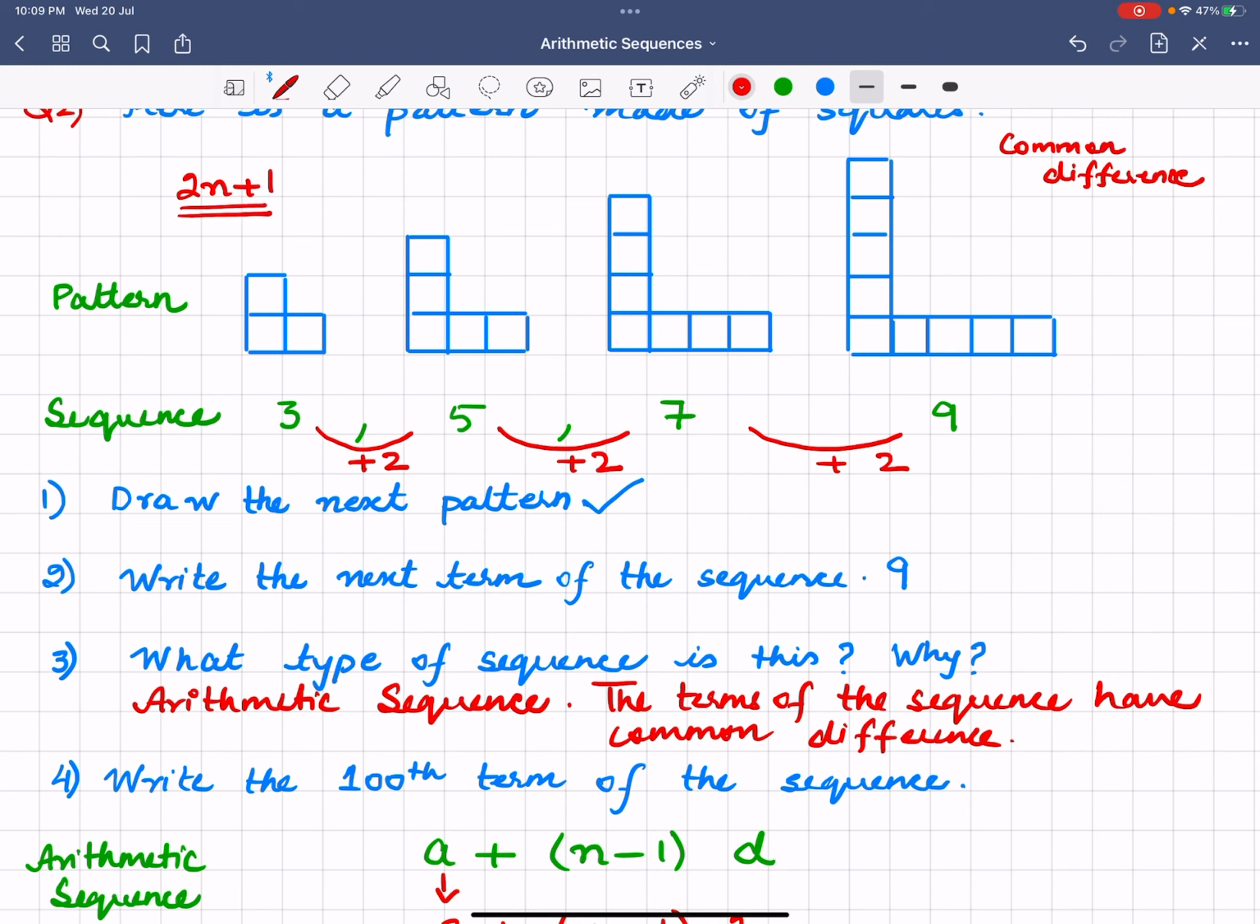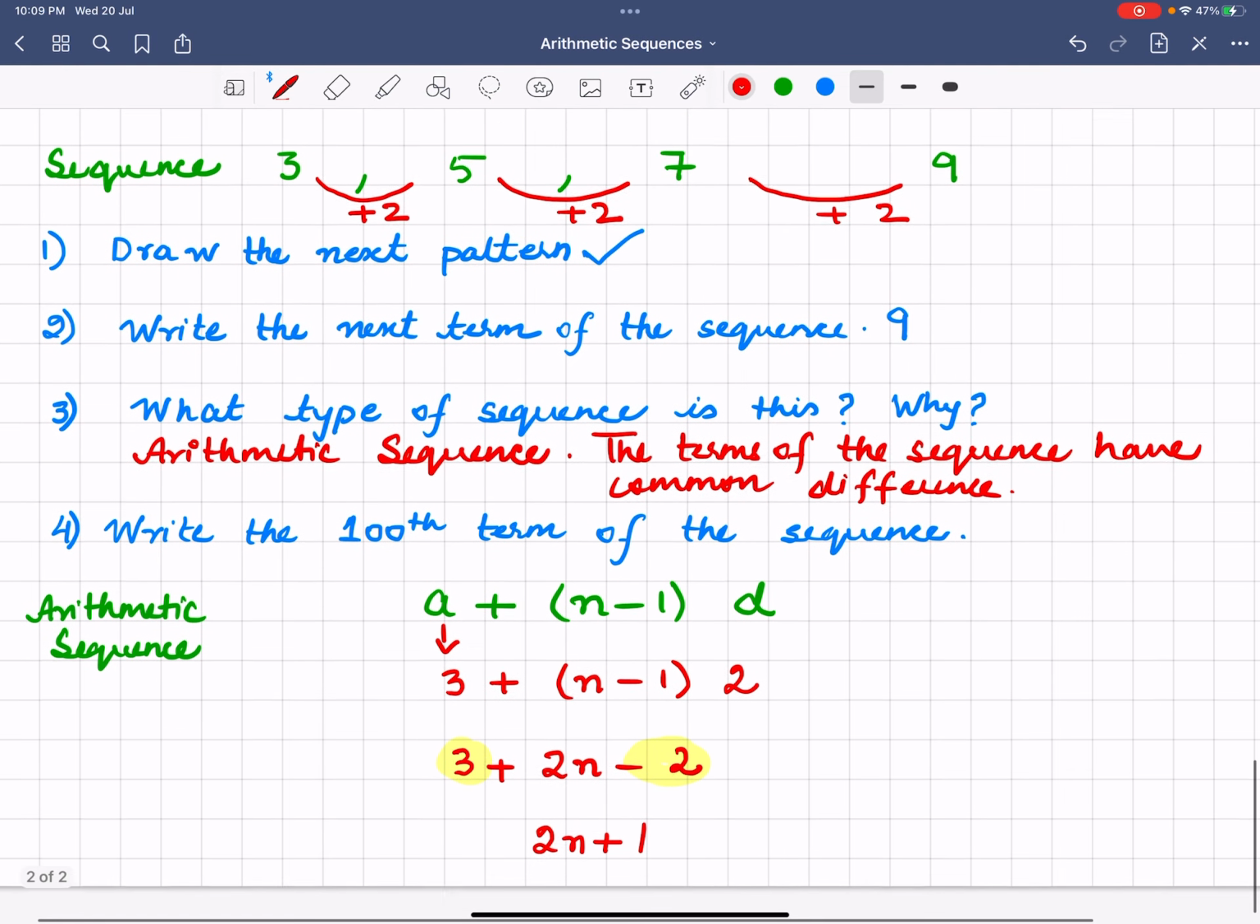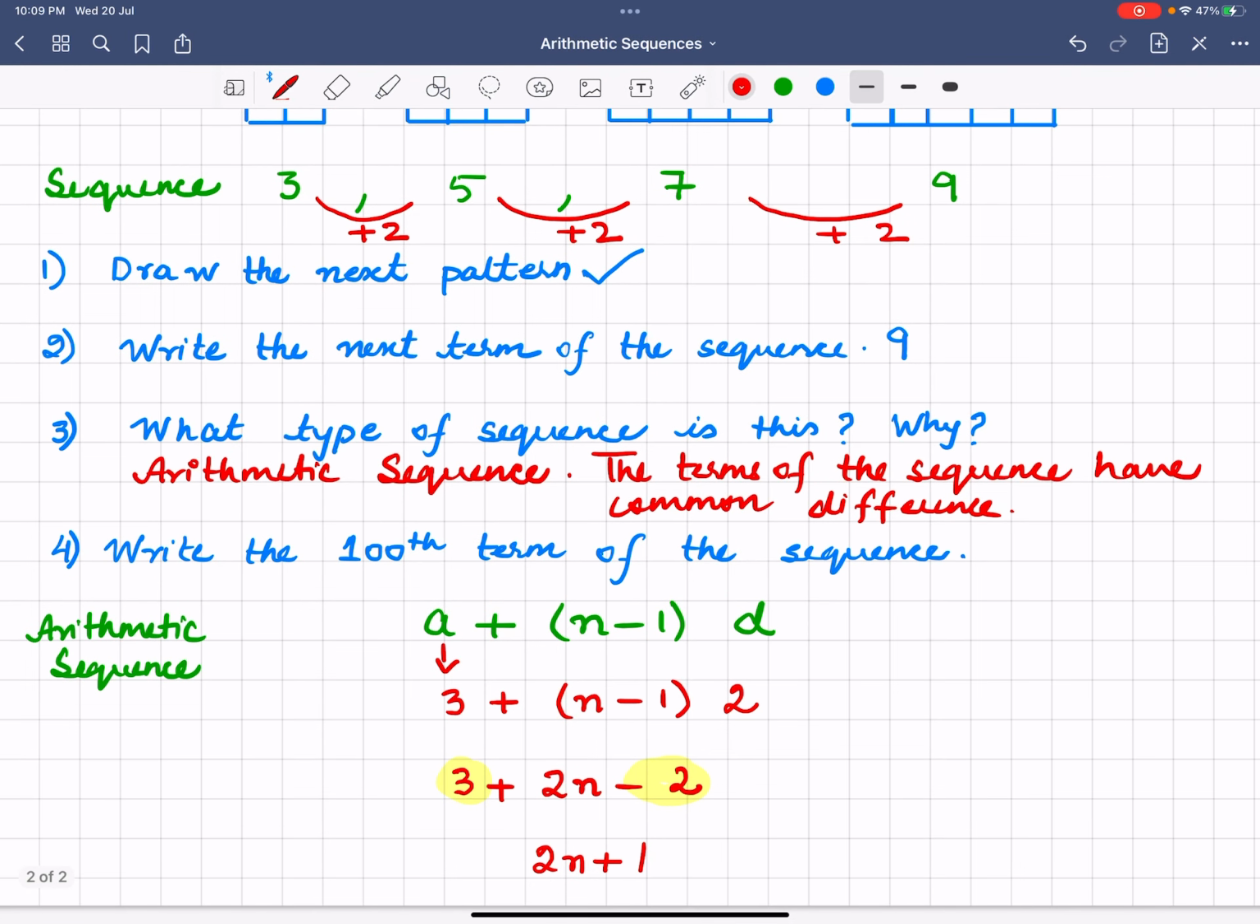Now let's move ahead and find the 100th term. To find the 100th term, all we need to do is replace the n here by the number 100. Our formula for the above sequence is 2n plus 1. If we replace the n by 100, we have 2 into 100 plus 1. So that is 200 plus 1, and the answer is 201.